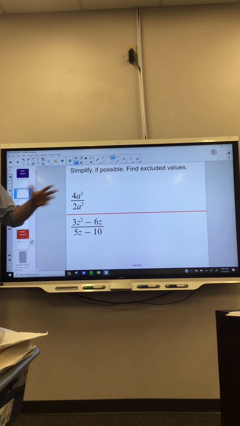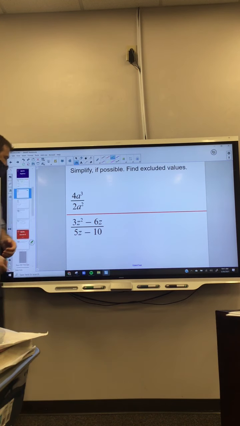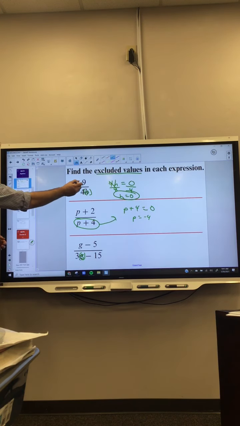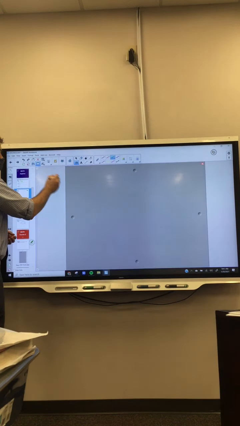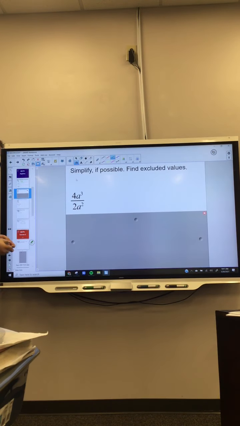Okay? So now we're going to combine two things. First of all, we're going to simplify, and then once we simplify and get down to something that maybe looks like this or this or this, we have to decide which numbers are excluded. Which numbers could the variable not be? All right? So first of all, 4a to the third divided by 2a to the second. How can I simplify that?